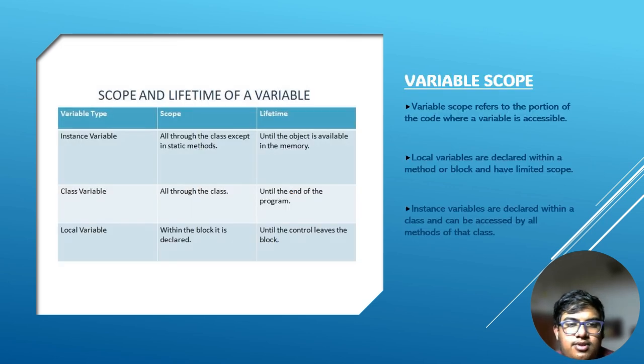Let's move on. Now let's talk about variable scope. Variable scope refers to the portion of the code where the variable is accessible. Local variables are declared within a method or a block and have a limited scope. Instance variables are declared within a class and can be accessed by all methods in the class. There is also a different type called global variables, where once declared global, the variables are accessible all over the program. You can refer to the picture on the left for a better understanding.